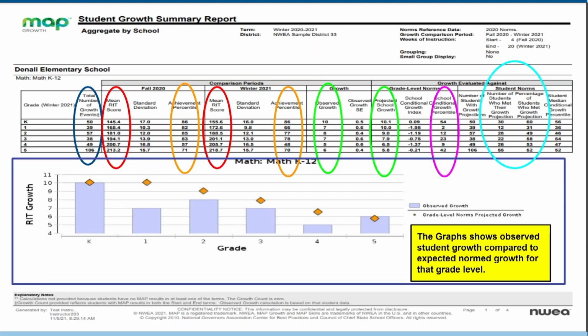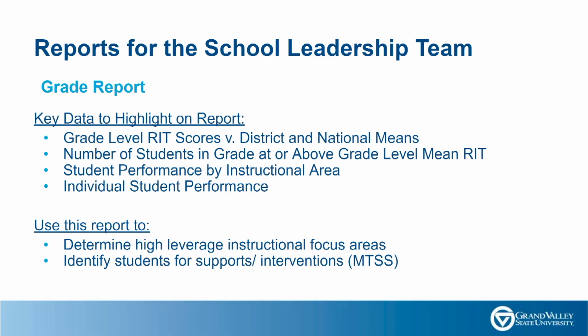This student growth summary report is really important to highlight at that board level, but really gives you a good perspective of the school level growth and achievement during that testing period and over that period of time. That's also a very valuable report to highlight at the school leadership level, but we're going to shift focus at the school leadership team now to the grade report.